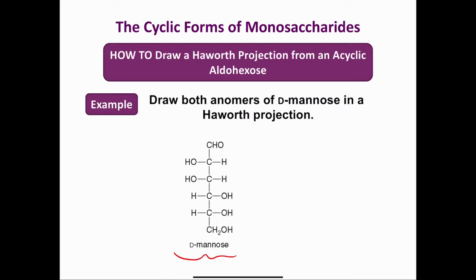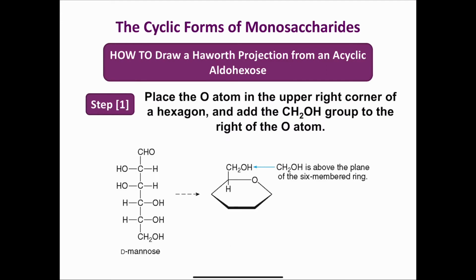So what she says here is, in this example, we're going to draw both anomers. So that means we're going to draw both the alpha and beta anomers of this molecule down here, D-mannose, in a Haworth projection. And the way that she likes to do it is to get her students to memorize this part right here, because this is common in all D sugars. So if you can remember the 6-membered ring with the oxygen in the top right corner and the CH2OH right next to it above the plane of the 6-membered ring, filling in the rest is pretty easy.